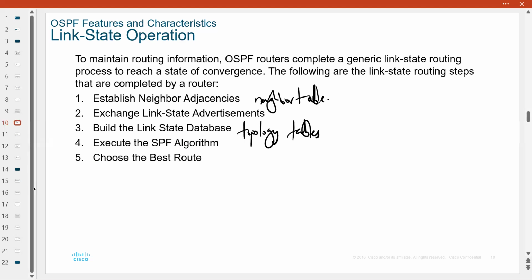Then after my topology tables, takuziva network yese, the algorithm takes over, right? We execute the algorithm. You shandisa information engari muma LSAs, ye cost, for example, specifically cost, to find the best route to a destination network and put it in the routing table. Right, and basically these are the steps which are used to reach a state of convergence.